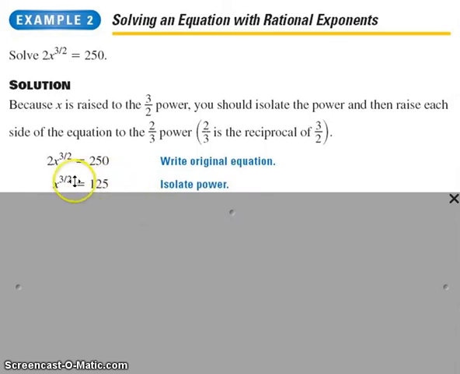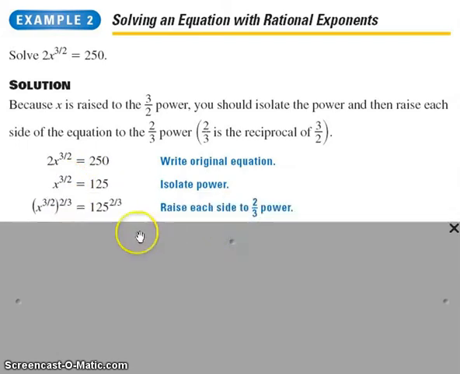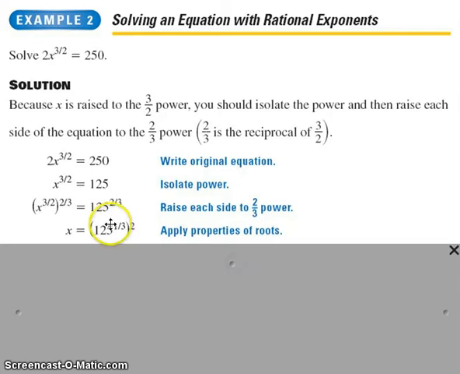Now, to get rid of this 3 halves, this time we're talking about a rational exponent instead of a radical sign, but it's the same principle. To get rid of that rational exponent, multiply by its inverse, 2/3, an exponent of 2/3. But you have to do that to both sides. The left side, the 3 halves and the 2/3 multiplied here, cancel each other out, and you're left with x to the first power. On the right side, you're now taking the cube root of 125 and then squaring it.